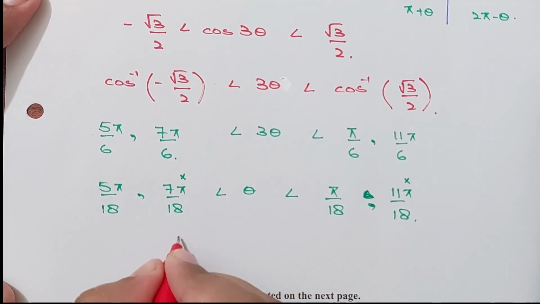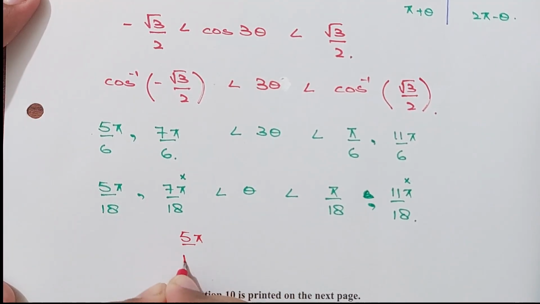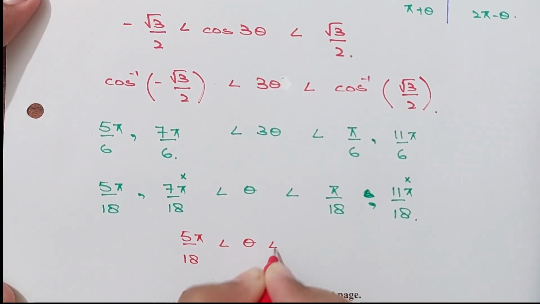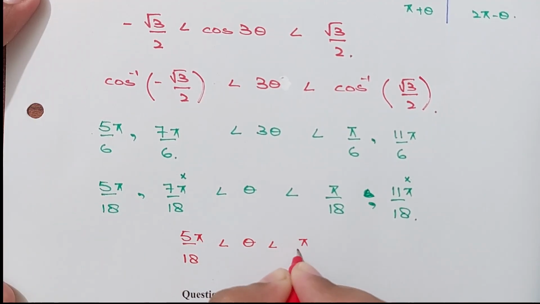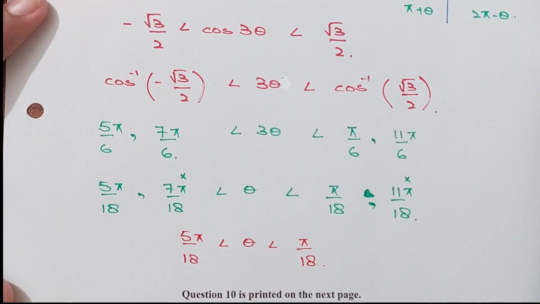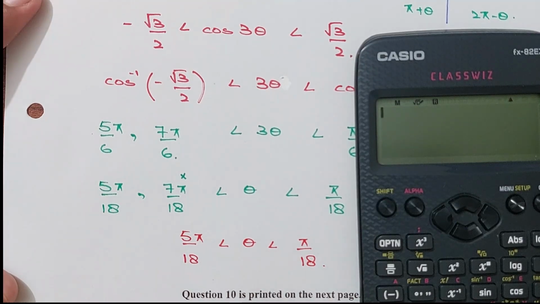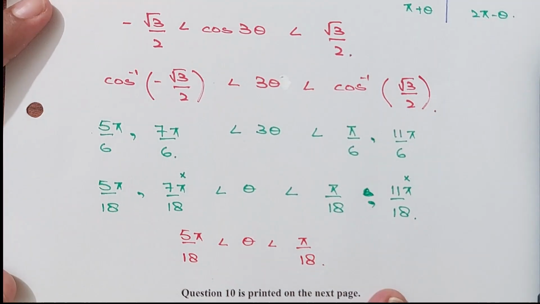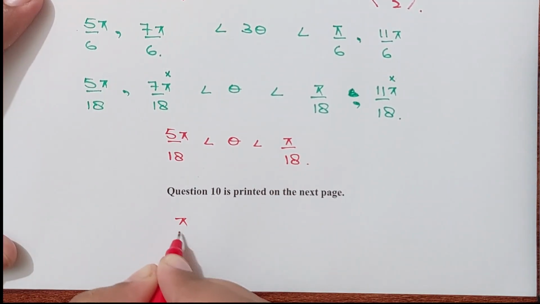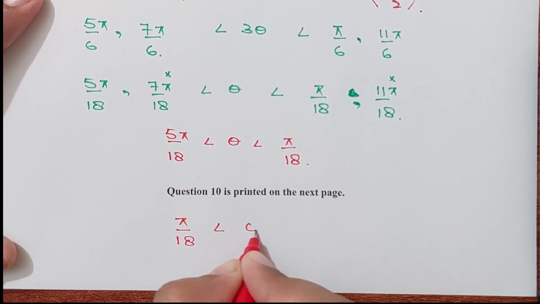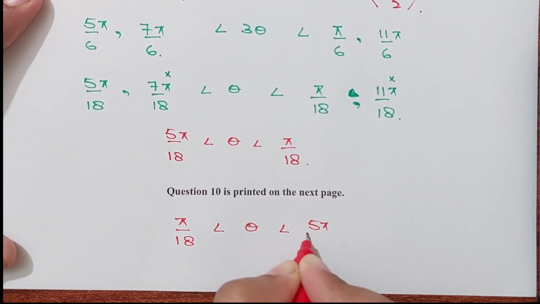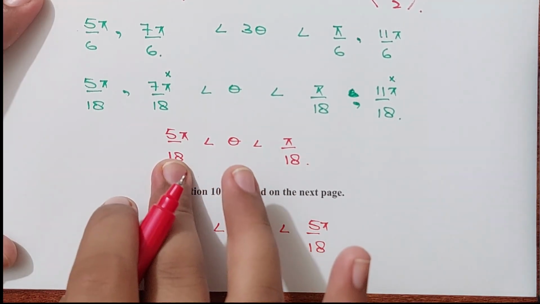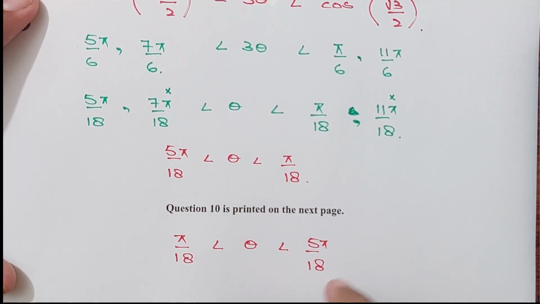So the solution is, the values of theta are between 5 pi by 18 is less than theta is less than pi by 18, right? But we have to arrange it, because 5 by 18 is 0.27 and 1 over 18 is 0.05, right? So we can say pi over 18 is less than theta is less than 5 pi over 18. This is the correct inequality, because this value is higher. So now the higher value is after the theta.